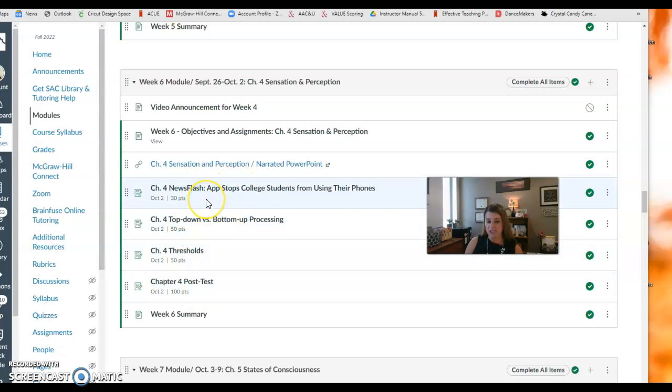And in addition to those Connect assignments, you also have a chapter 4 quiz. So there is not a discussion question this week or a written assignment. So just those 3 Connect assignments along with the chapter 4 quiz.